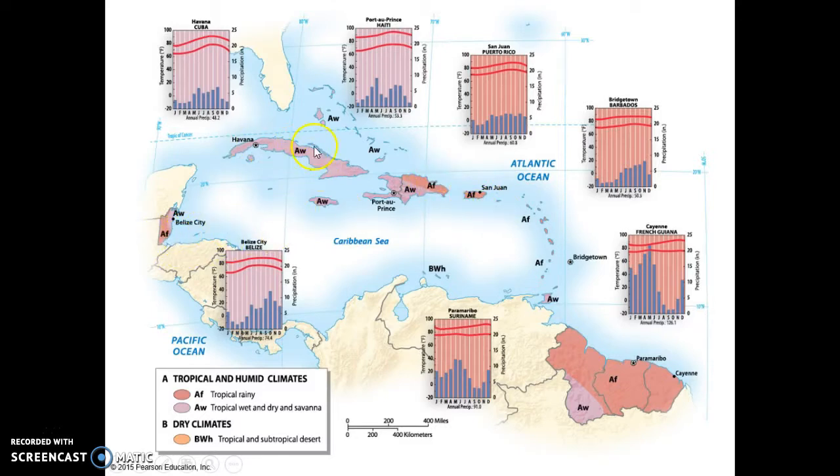And then notice Cuba is Aw, which is the seasonal, meaning it's rainy part of the year and dry part of the year. If you notice here, in the climate graph, we have a rainy season in the summer, dry season in the winter there. Something similar in Haiti, whereas some of the other places we get rain year-round, such as Puerto Rico.